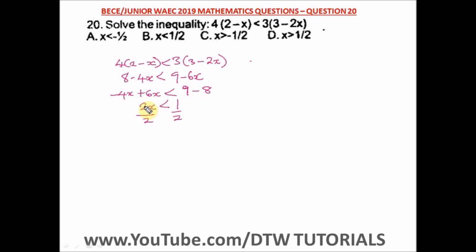This is where I was saying it's only when you're dividing by a negative sign that your sign changes. If this was a minus 2, if we were dividing by a minus 2, then our sign would change to the other side. But this is not the case here. We're not dividing by a minus 2, we're just dividing by 2. So 2 will cancel out 2, and we're left with x less than 1 over 2. So this is our answer. And what is our right option? Our right option is option B. X is less than half, that's 1 over 2. Option B.